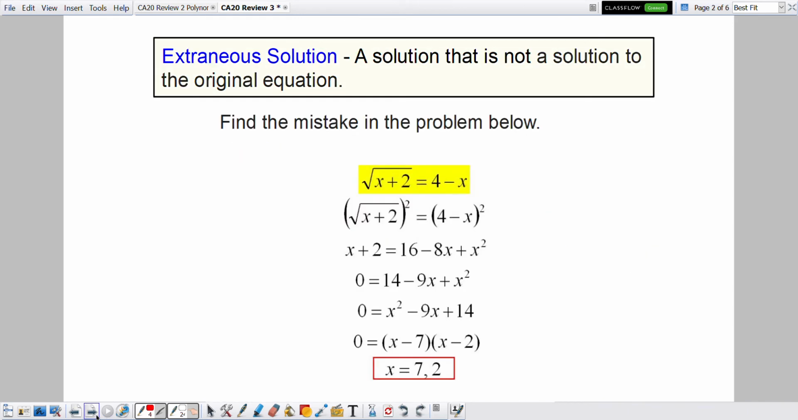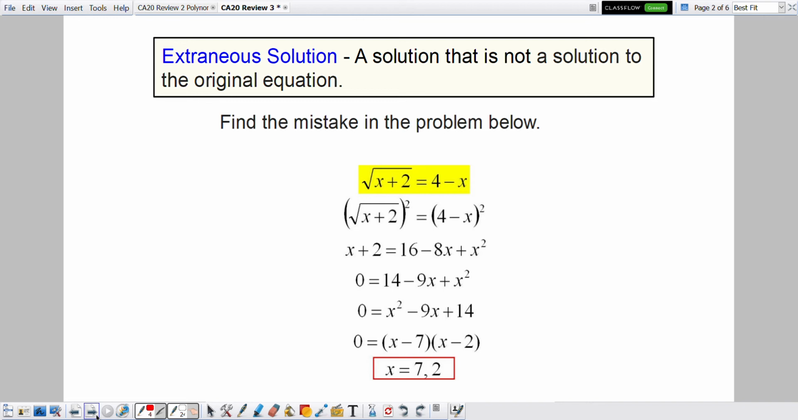When the answer doesn't work, there's a name for it. It's called an extraneous solution. That's a solution that's not really a solution to the original problem. You might find it as you do the work to solve it, but it doesn't actually solve the problem. So if you take a look below, it says find the mistake in the problem. And I'm going to go through it step by step, and we're going to see if we can find the mistake. So what's in the yellow box is the problem.